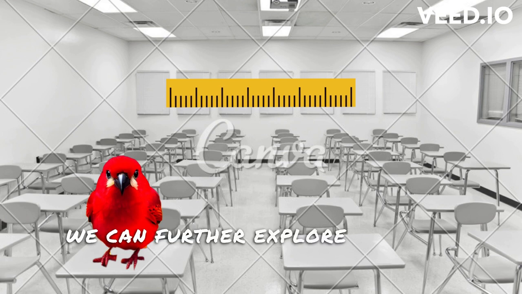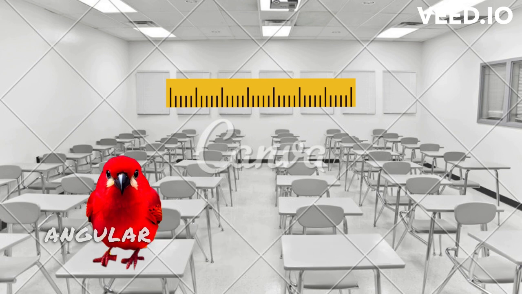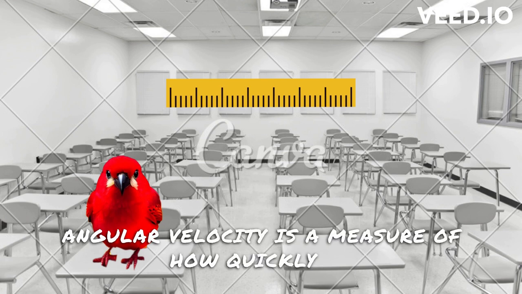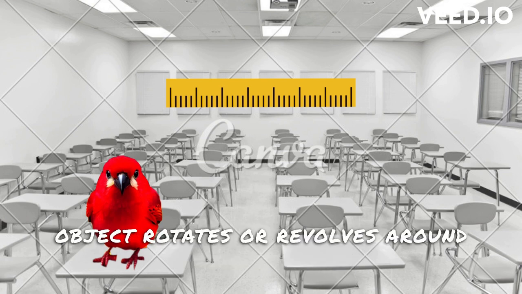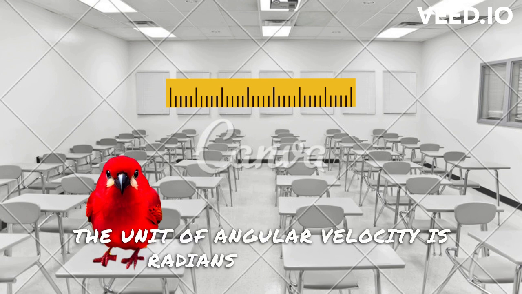We can further explore circular motion by examining the concept of angular velocity. Angular velocity is a measure of how quickly an object rotates or revolves around a central point. It is the rate at which an object covers an angle as it moves along its circular path. The unit of angular velocity is radians per second.